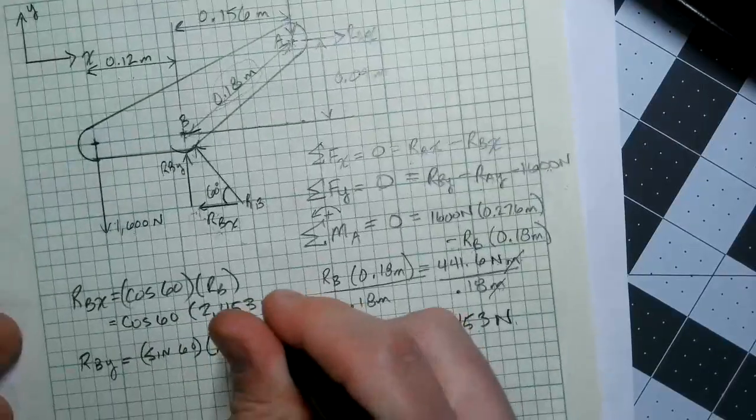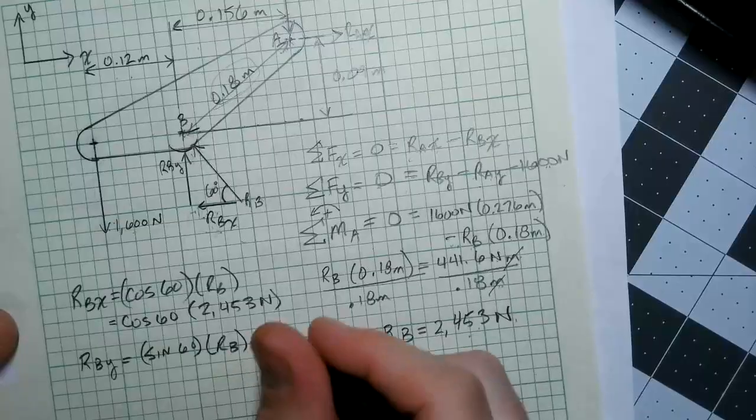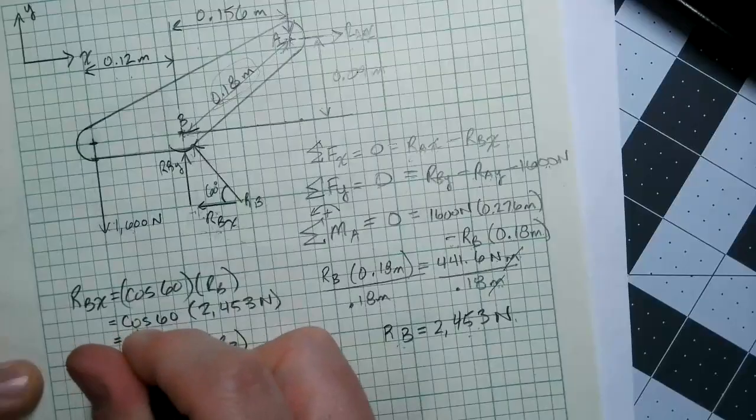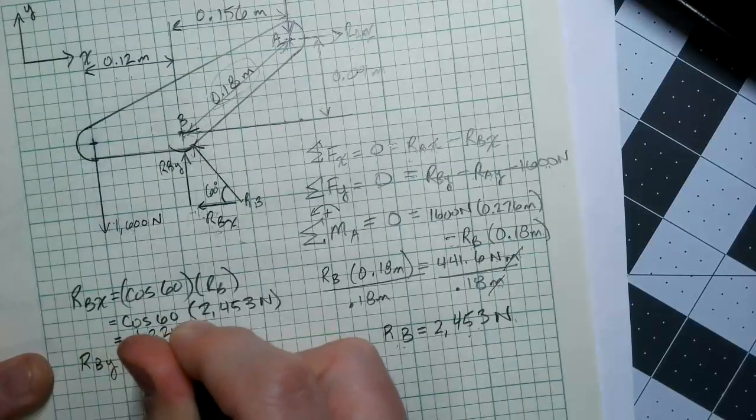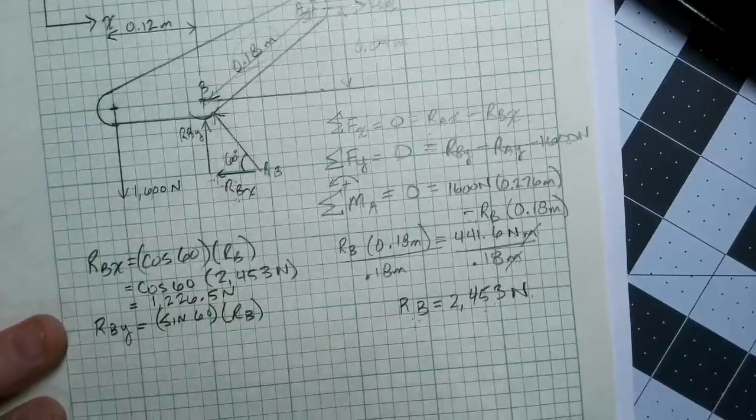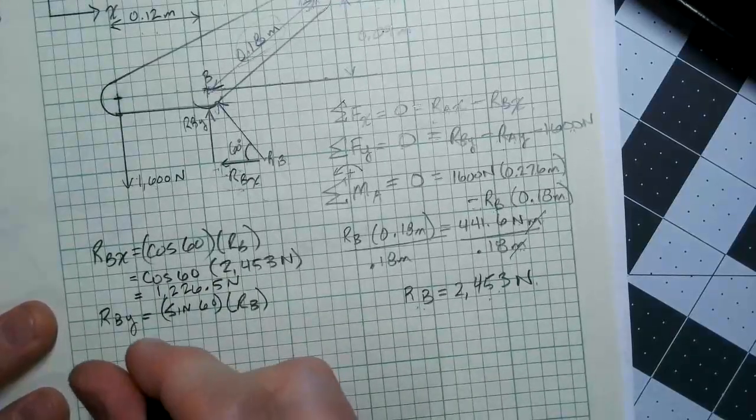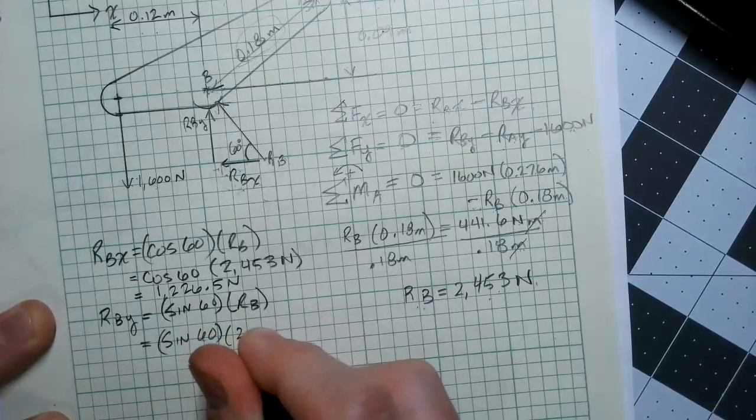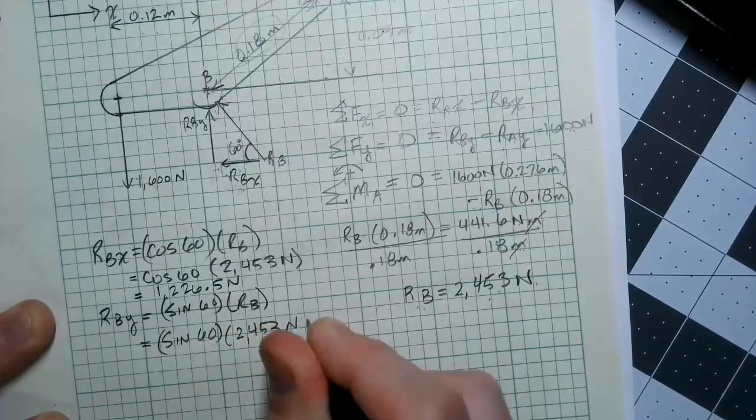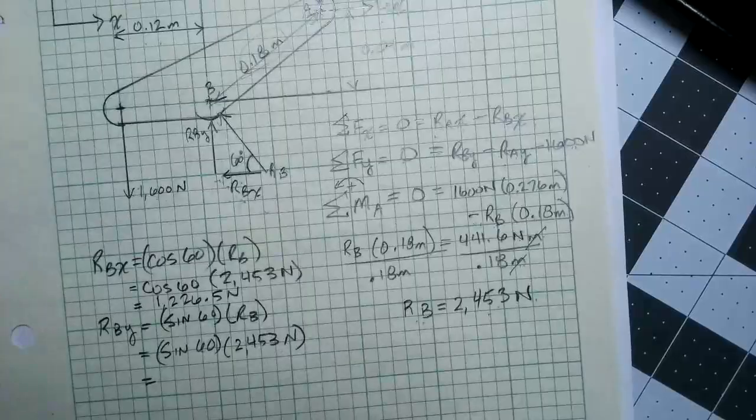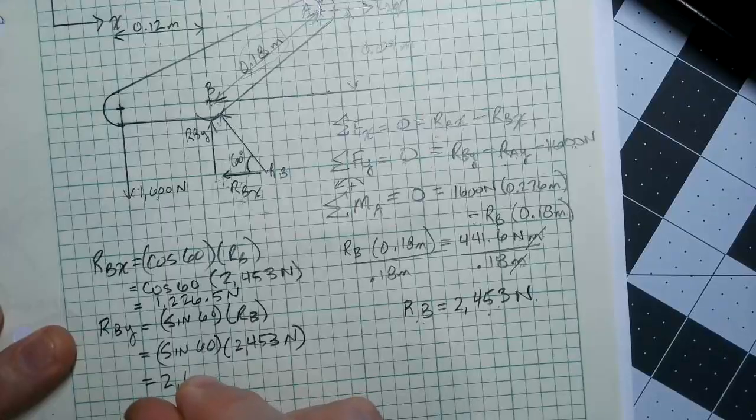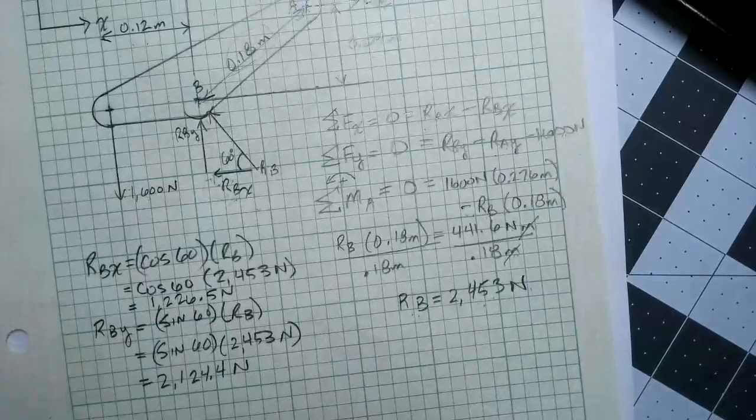So the cosine 60 times 2,453 newtons equals 1,226.5 newtons. Then we'll take the sine of 60 times 2,453 newtons. That equals 2,124.4 newtons.